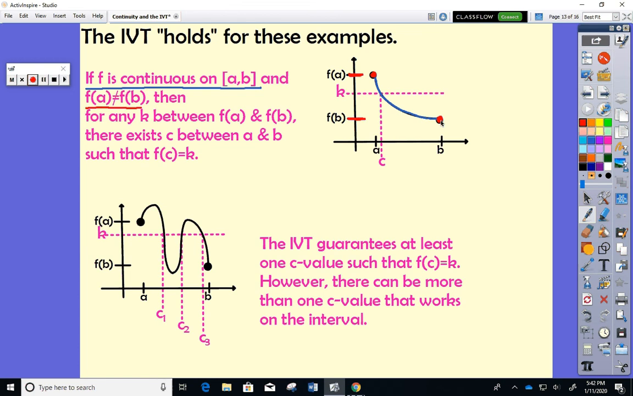Then for any k value between f of a and f of b, that means for any y value that's equal to k, so any k value on the y-axis that falls between the lower and the upper tick marks I've already labeled in red, there's going to exist an x value between a and b. There exists c between a and b.